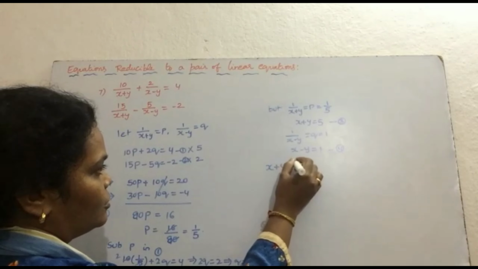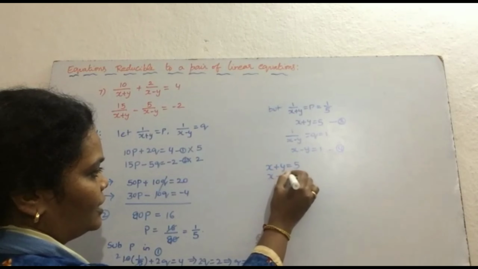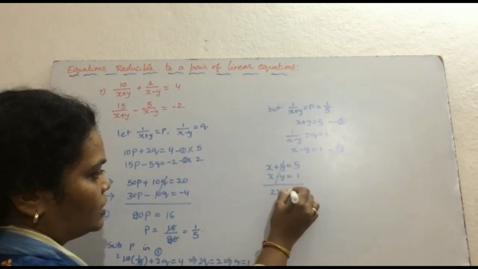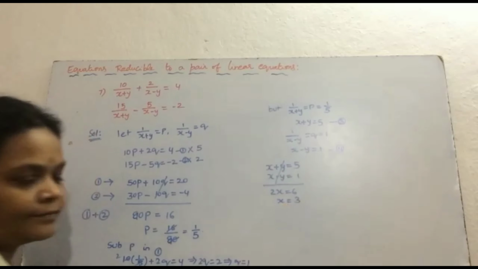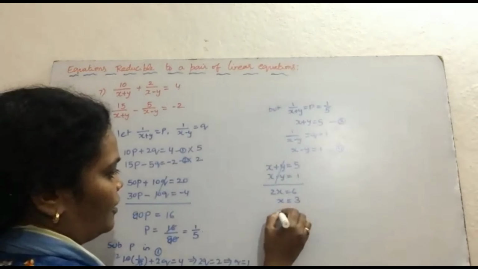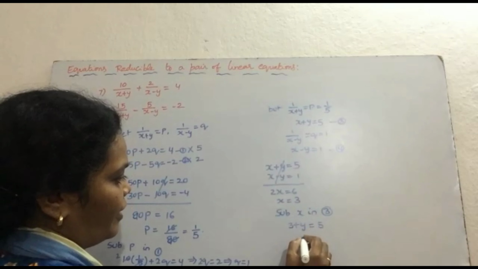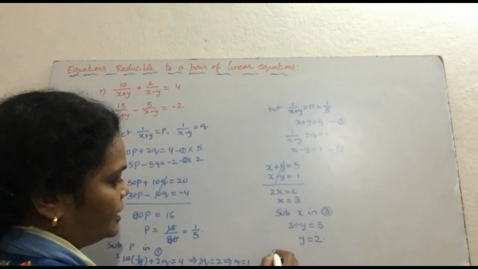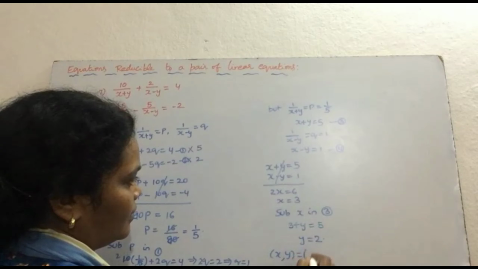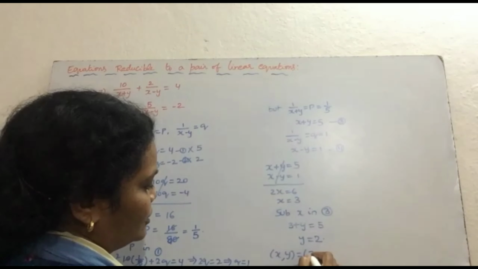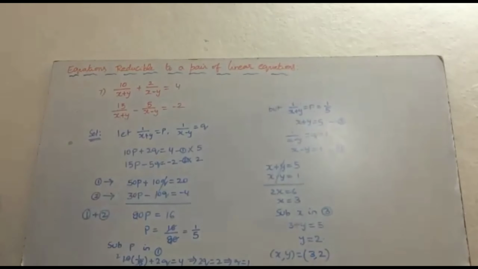So x plus y is equal to 5 and x minus y is equal to 1. We will add both these. 2x is equal to 6, x is equal to 3. So now substitute the value of x in the third equation. We will get 3 plus y is equal to 5. So y is equal to 2. So what is the point x comma y? x equal to 3 and y is equal to 2. So 3 comma 2.